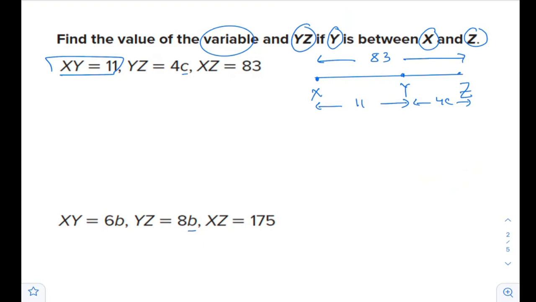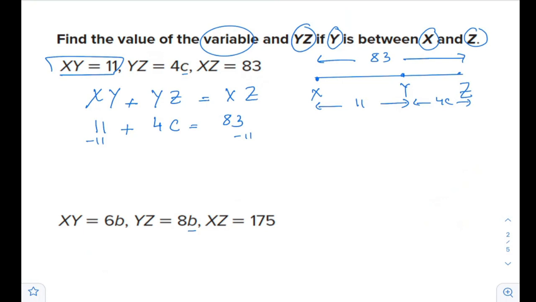So we have Y between X and Z, as you see. Let's summarize what we have: segment XY plus segment YZ is equal to the length of the whole segment XZ. Of course, the sum of the parts equals the total length. And we will replace: 11 plus 4C equals 83.